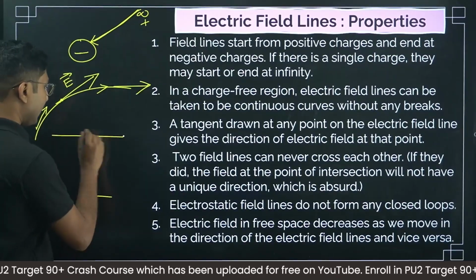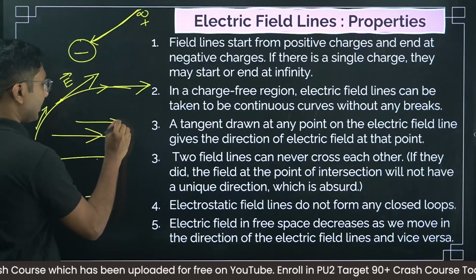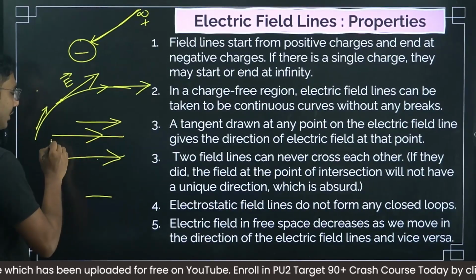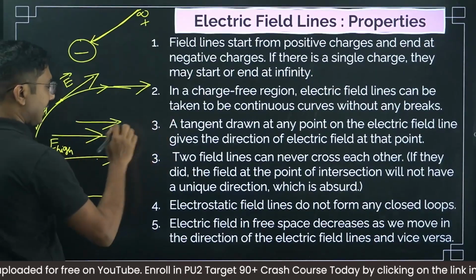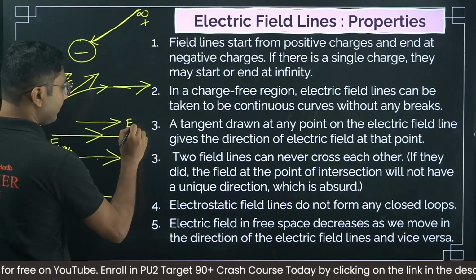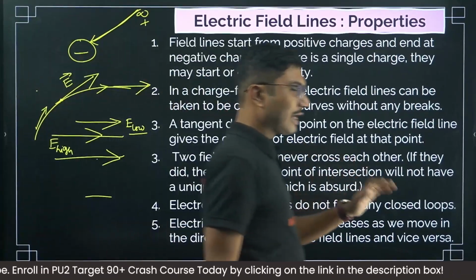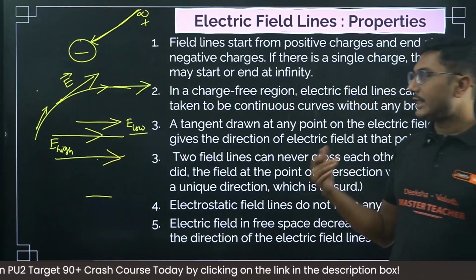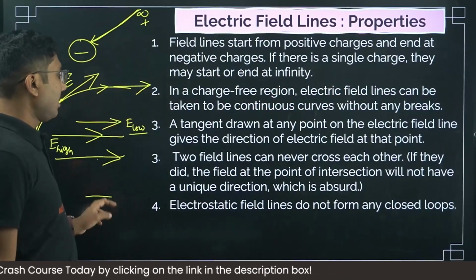Electric field in free space decreases as we move in the direction of the electric field. Suppose we have electric field lines like this. The value is high here, and as you move in the direction of the electric field, it keeps decreasing. So if you move along the direction of the arrow, the electric field will slowly decrease.